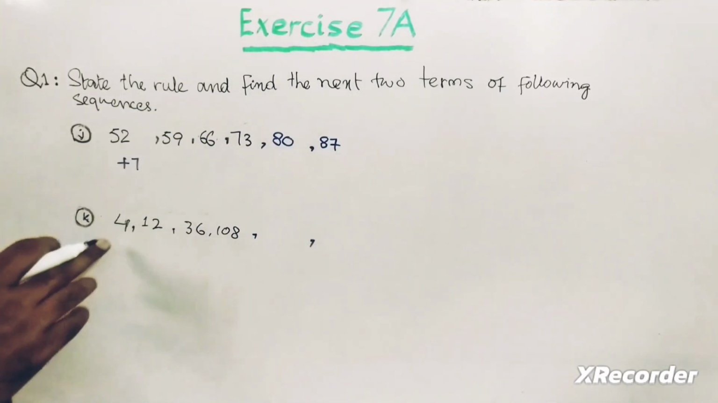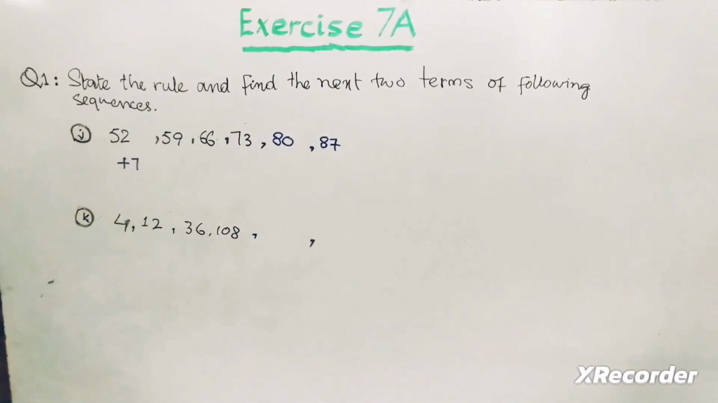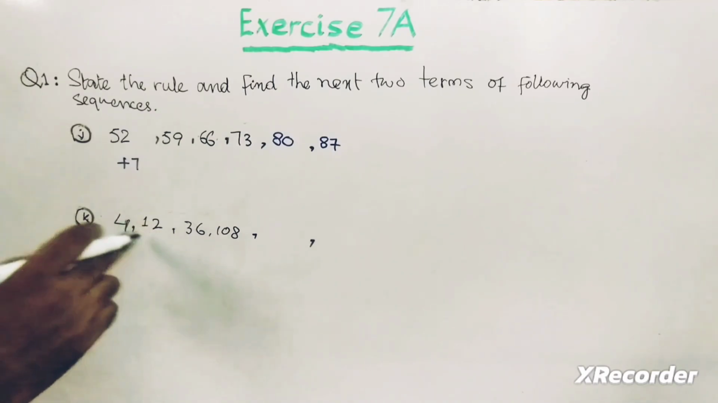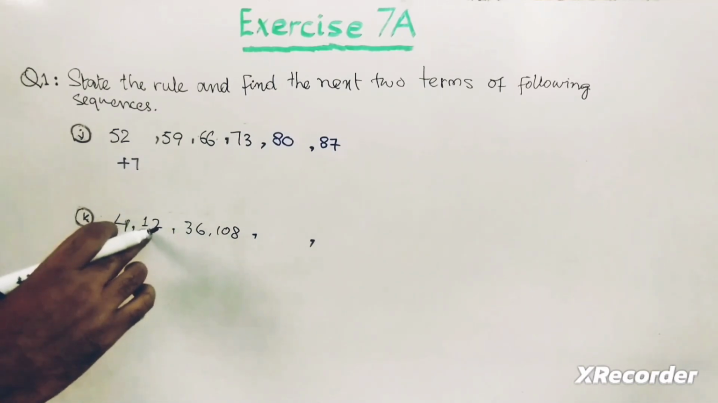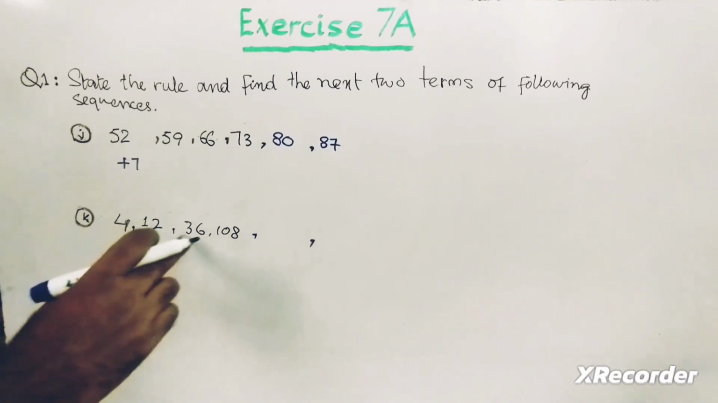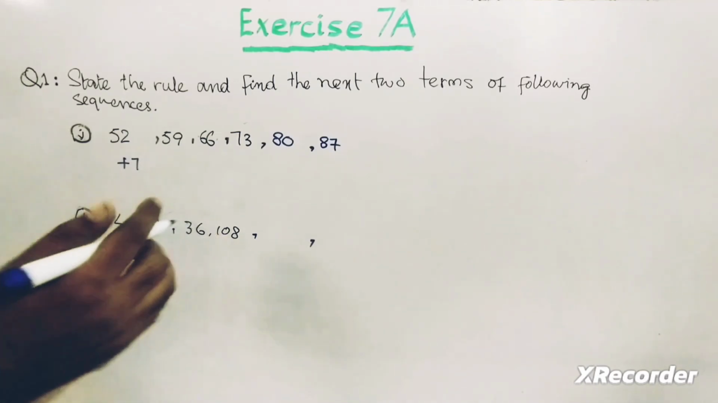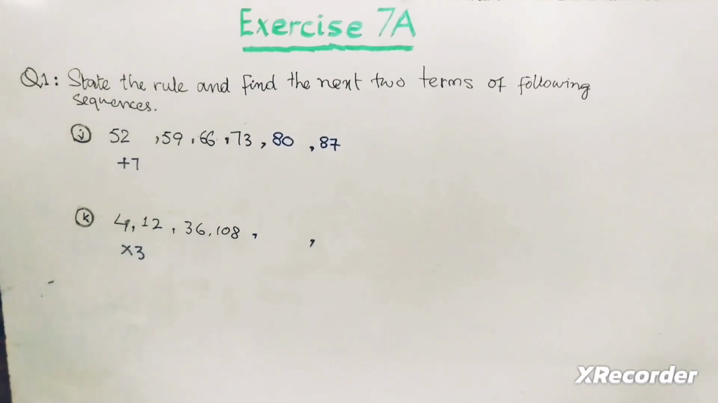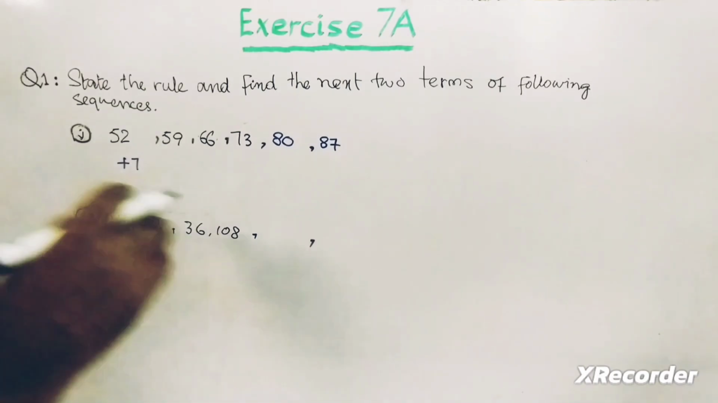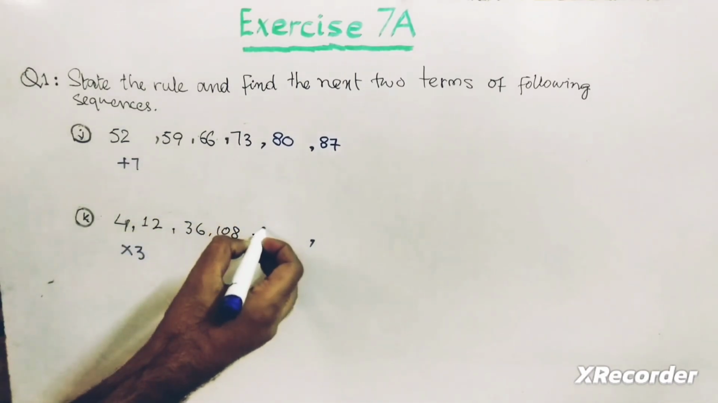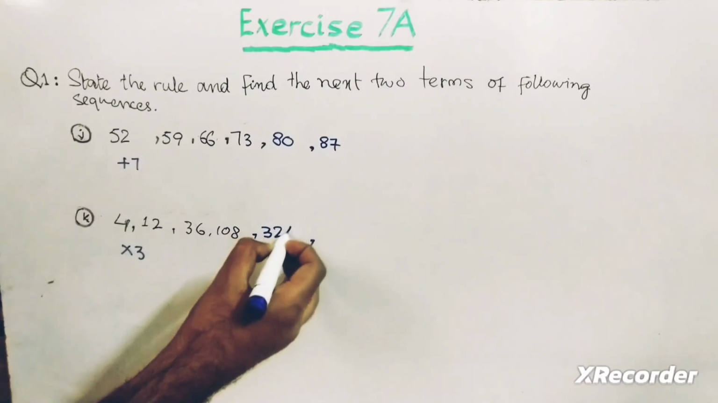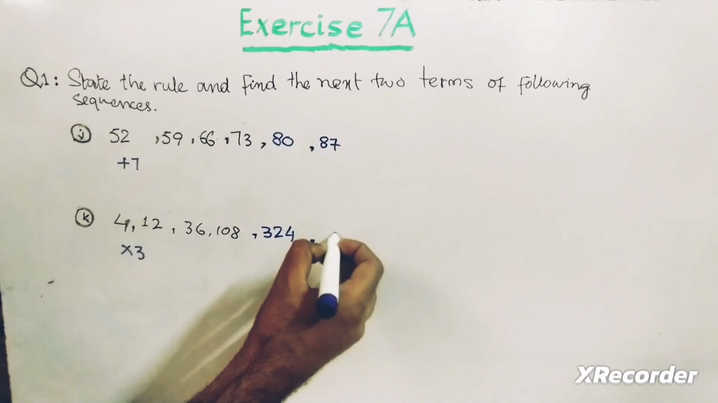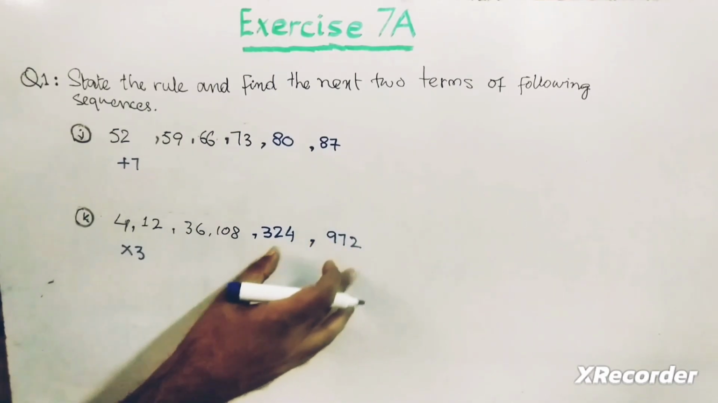Part K, 4, 12, 36 and 108. If we see closely, what is the multiple of 4 to become 12? It is 3. What is the multiple of 12 that makes 36? It is 3. What is the multiple of 36 that makes 108? The answer is multiply by 3. So the next term is the previous term multiplied by 3. So 108 multiplied by 3, we get 324. Likewise, when we multiply 324 by 3, we get 972. So these two are our required last terms.